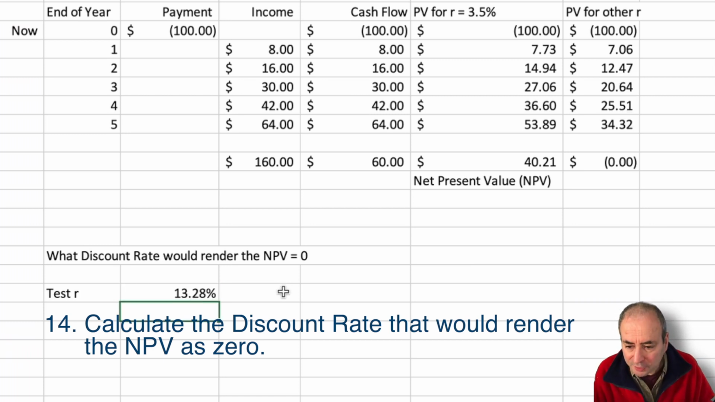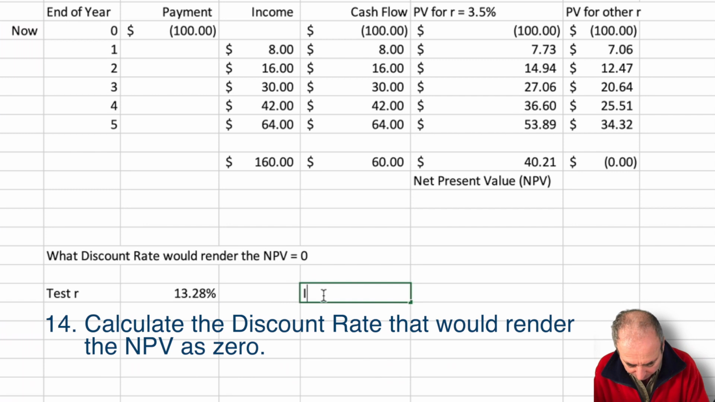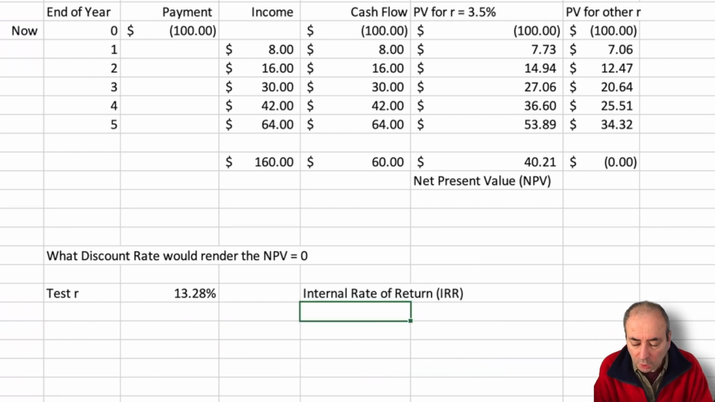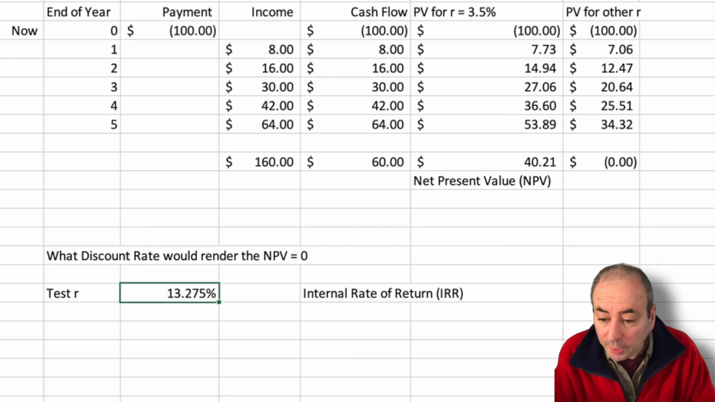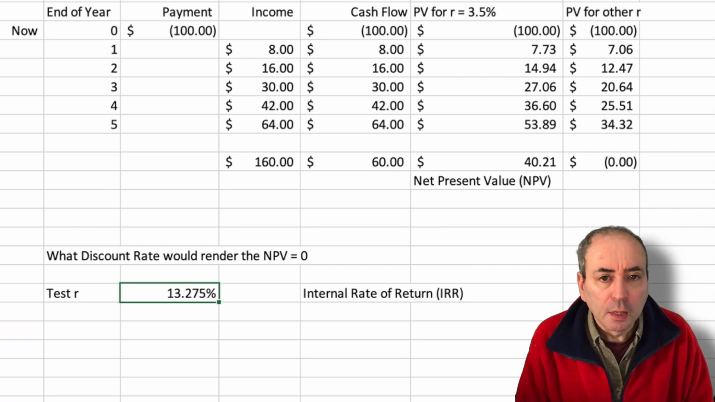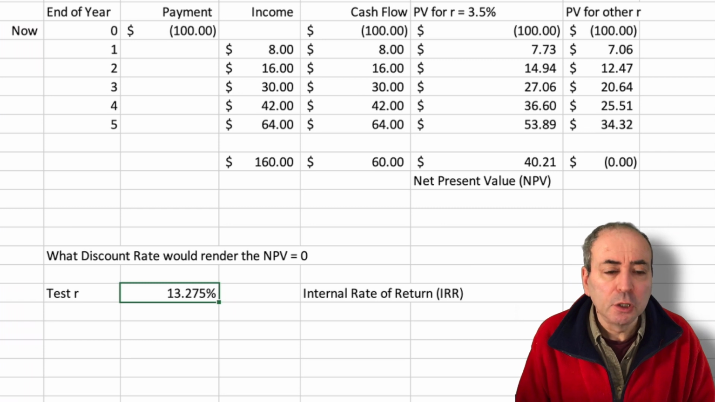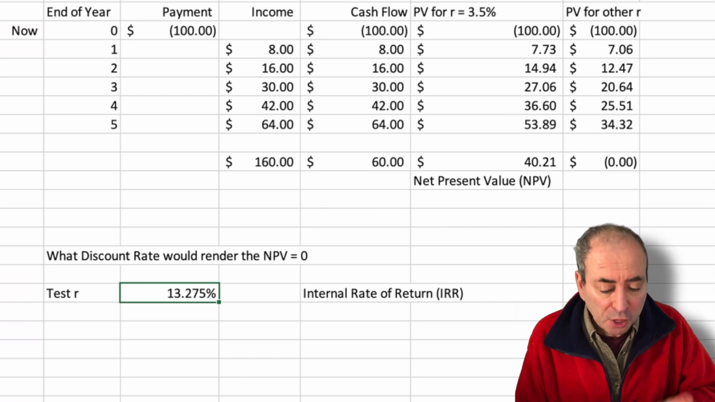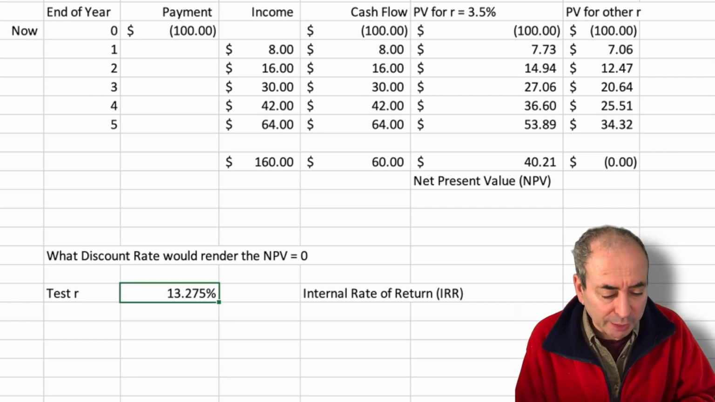If we can render the net present value to 0 with a particular discount rate, that discount rate is known as the internal rate of return, which we abbreviate to IRR. So the internal rate of return, in this case 13.275%, is effectively the interest rate we get of investing the $100 in this project. The conclusion is that if your project has a higher internal rate of return than any alternative investment, then your project offers you the best value use of your money, your resources, and your time.